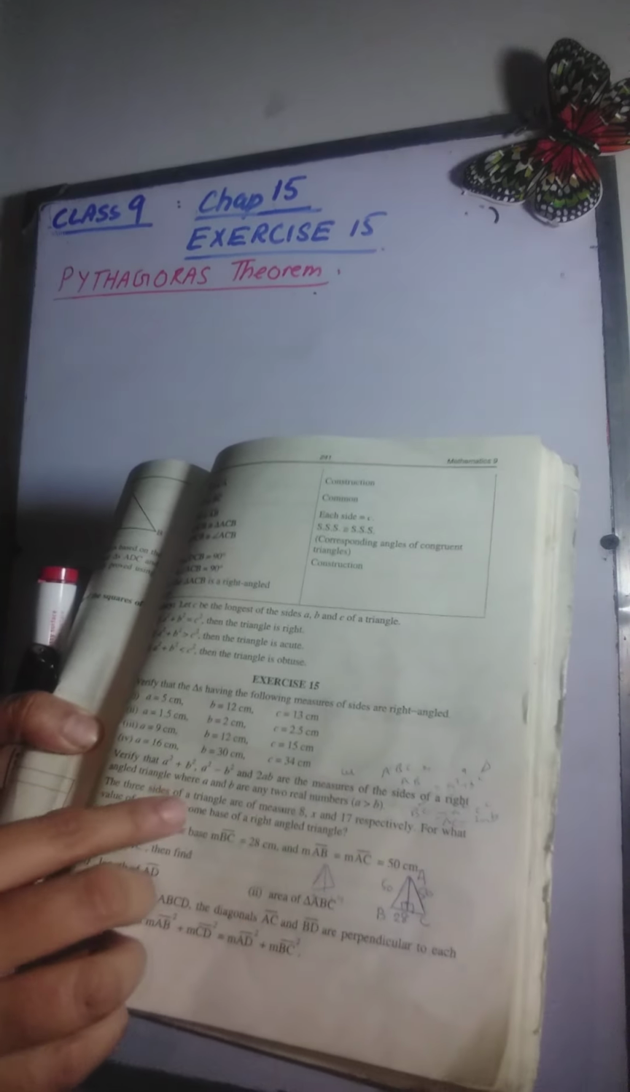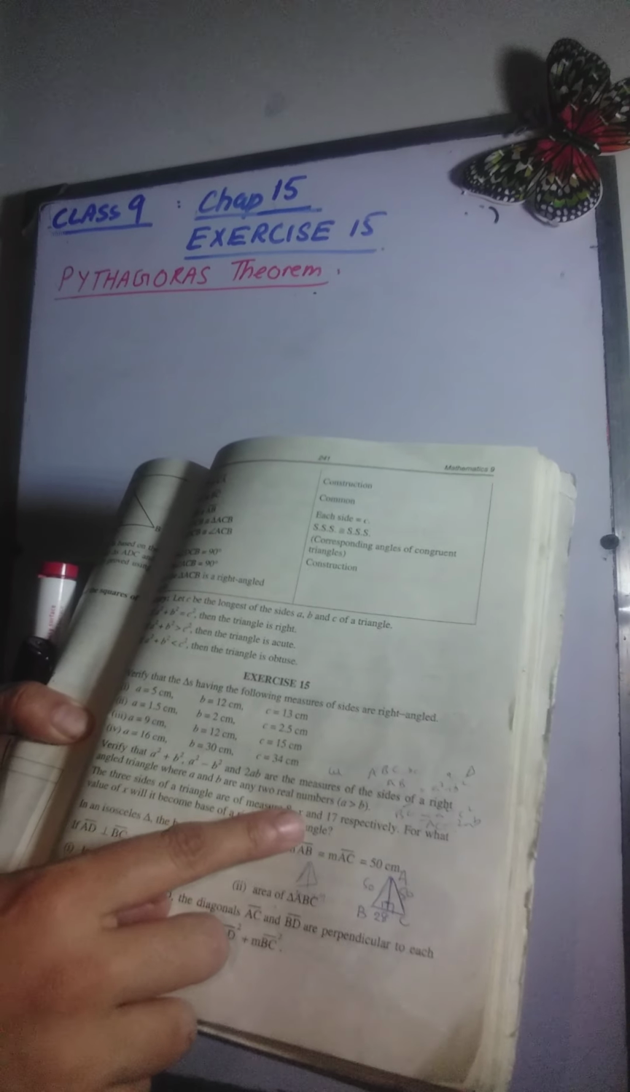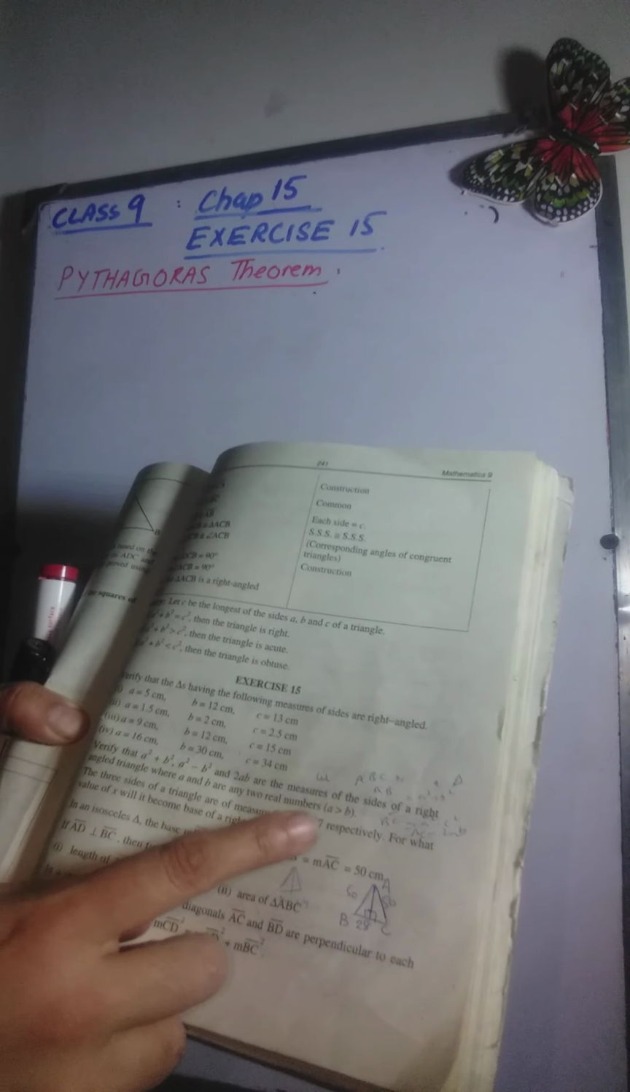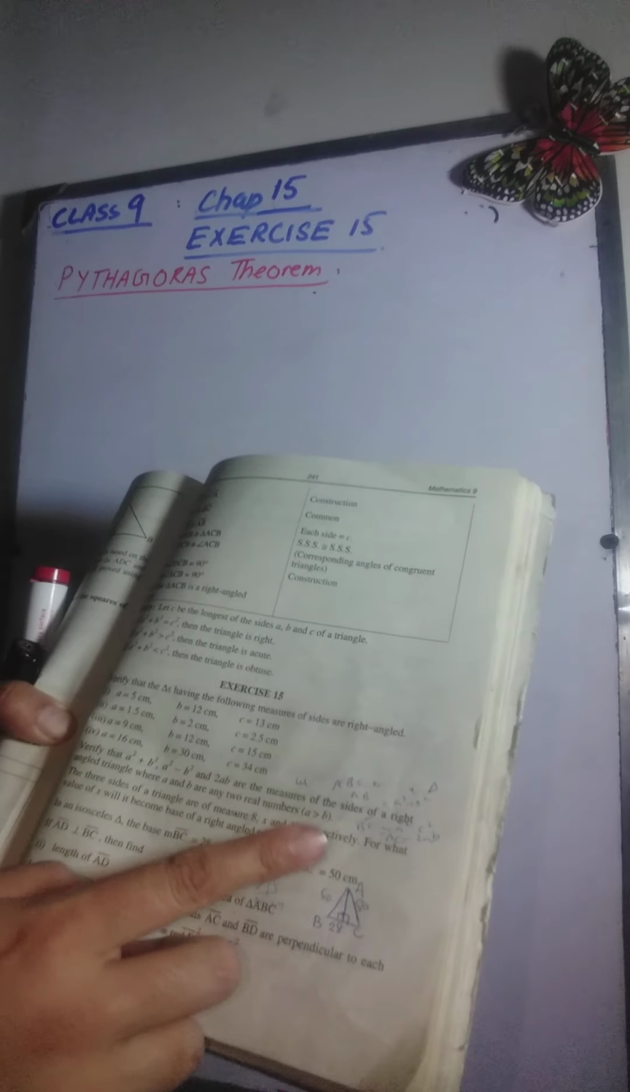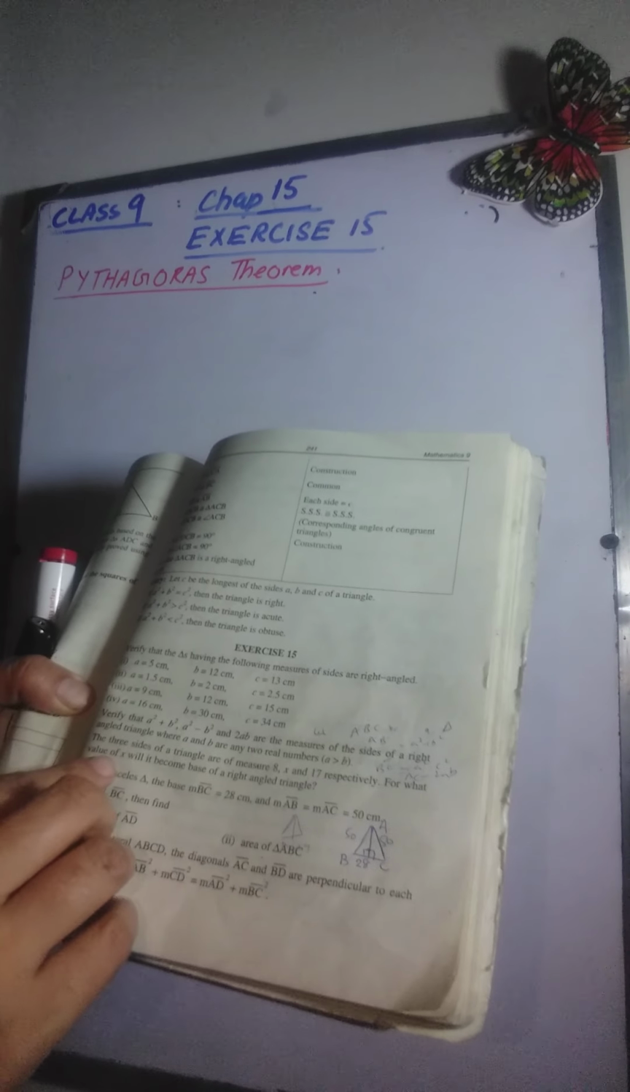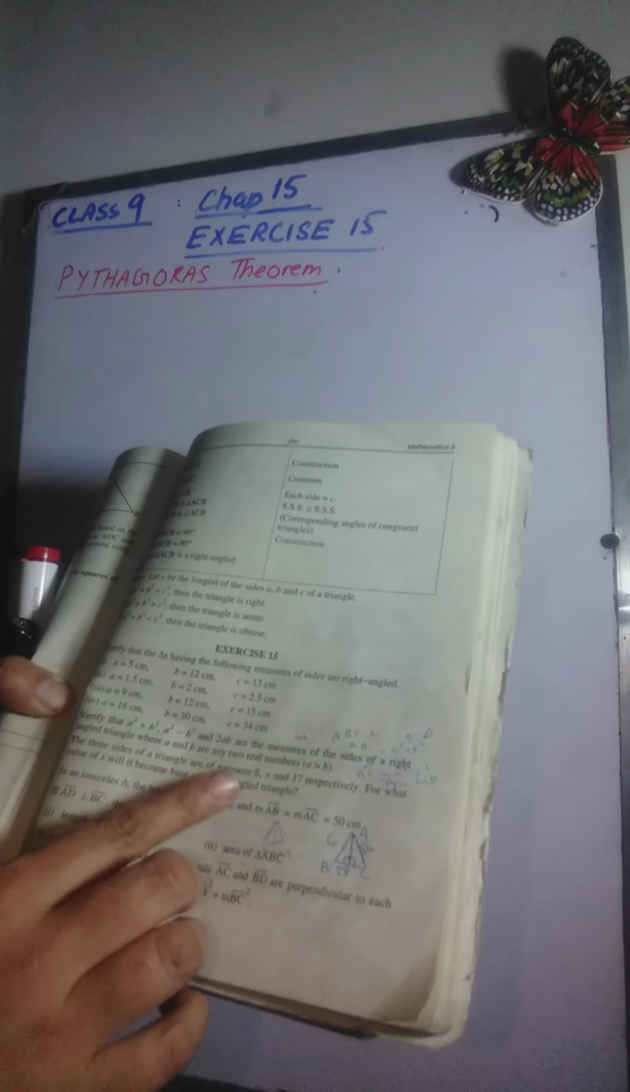Now in question number 3, let us read what they have given to us. It is given that the 3 sides of a triangle are of measure 8, x and 17, respectively. For what value of x will it become the base of a right angle triangle?